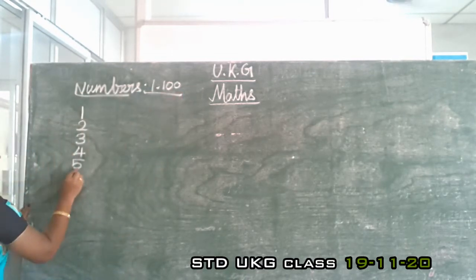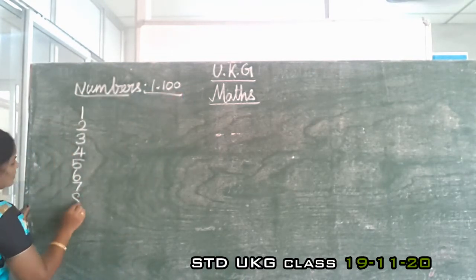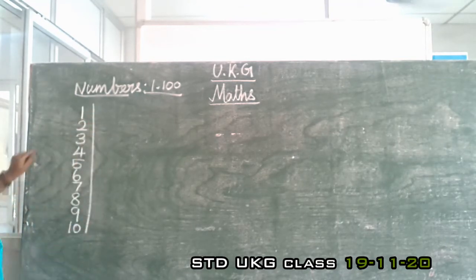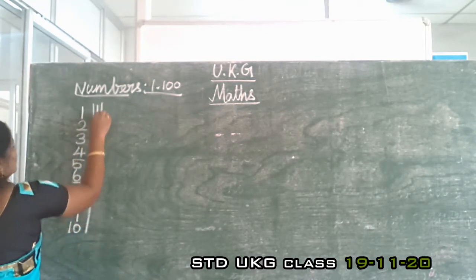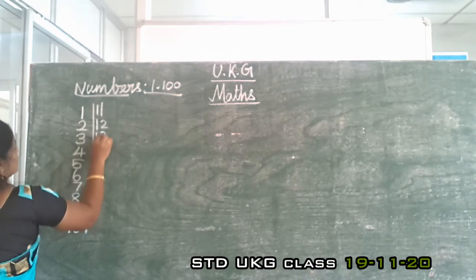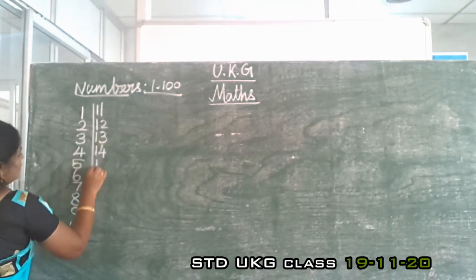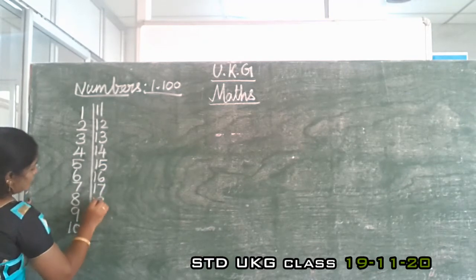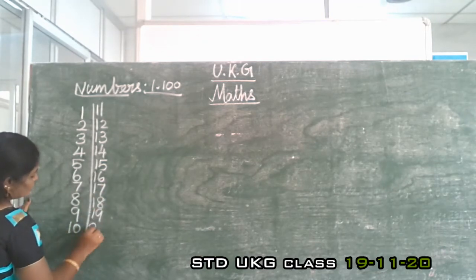5, 6, 7, 8, 9, 10. Now let me say 1, 2, 3, 4, 5, 6, 7, 8, 9, 10. Next 11, 12, 13, 14, 15, 16, 17, 18, 19, 20.